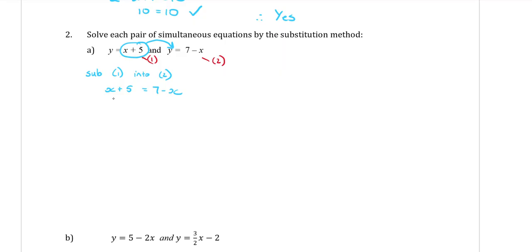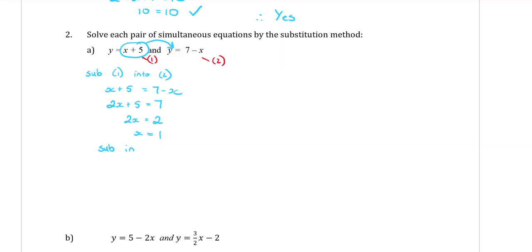So let's add the x over to the other side. 2x plus 5 equals 7. Then subtract the 5 and divide by 2. So x is equal to 1. Then we're going to sub that answer back into one of the equations, it doesn't matter which one, to find out what the y value is.